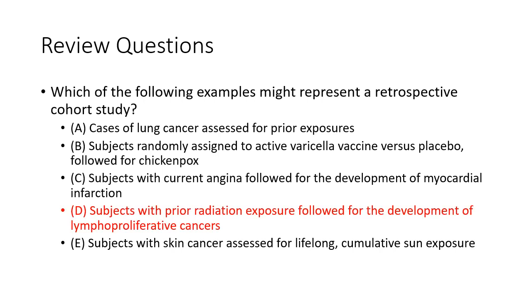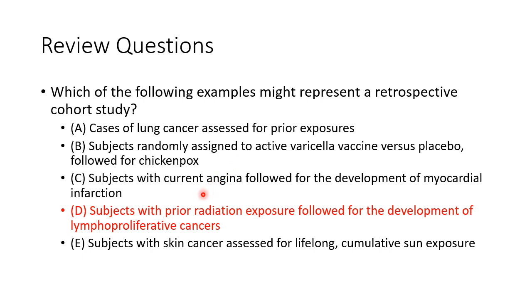So let's look at what a retrospective cohort is, right? When we say cohort study, what are we divvying up the patients based on? Their exposure to a risk factor, right? So we're not starting out with the outcome. We're starting out with the risk factor. So in this case, with something like lung cancer, starting with lung cancer as the outcome, we can't look backwards. That's going to be what we call a case control study, right? So that would not be the case here. How about subjects randomly assigned to active varicella versus placebo followed for chickenpox? That's a randomized trial, right? It's a prospective randomized trial. That would not be the case there.